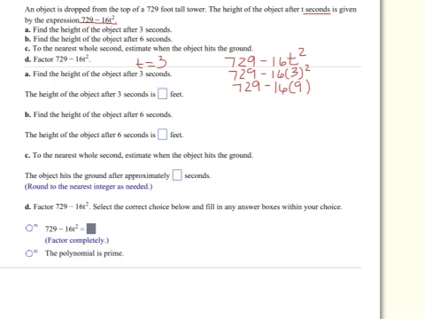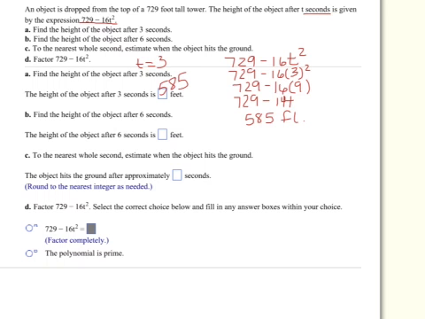Taking care of my exponent first, 3 squared is 9. Then I'll multiply 16 times 9 is 144. And 729 minus 144 is 585 feet. So after 3 seconds, the height of the object is 585 feet from the ground. It started at 729 feet from the ground, but it's dropping at a rate of 16 feet per second squared.